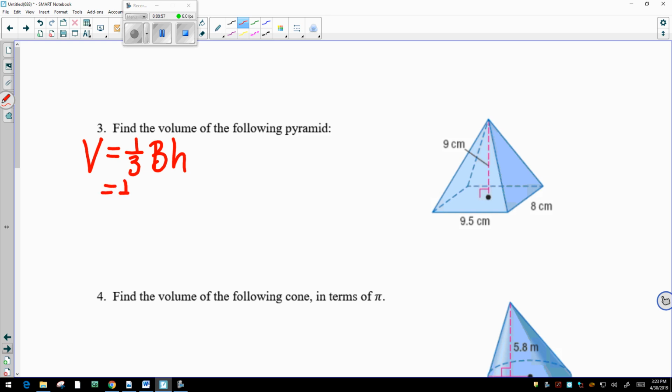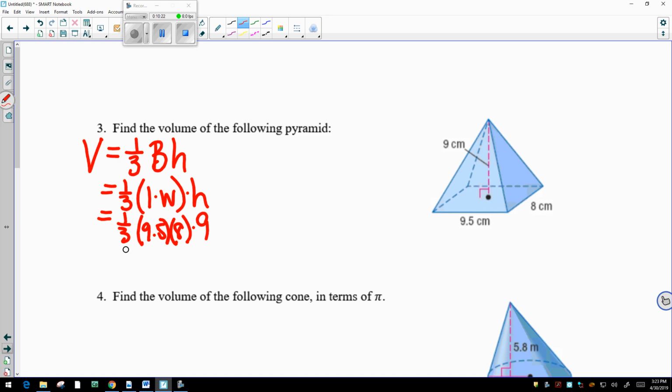So in this picture, since the shape of the base is a rectangle, I know that big B is replaced with length times width. And then we have our height. So filling this in, I have 1/3 times the length and width, so I have 9.5, my width of 8, and my height measured perpendicular to the base of 9. Okay, so again, this problem is very nice and easy. I can plug this into my calculator.